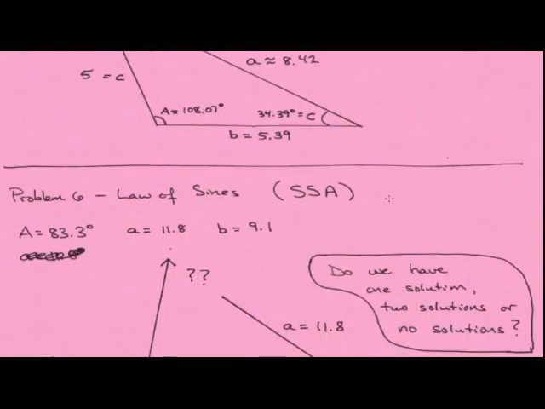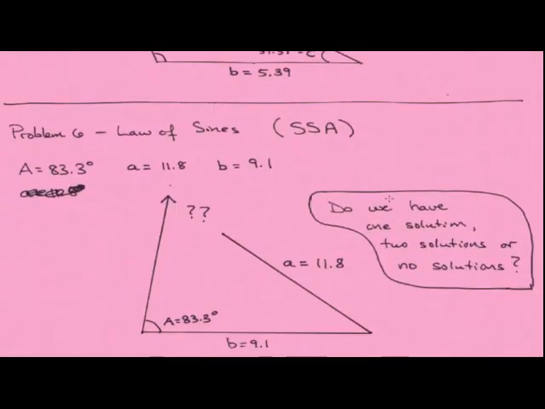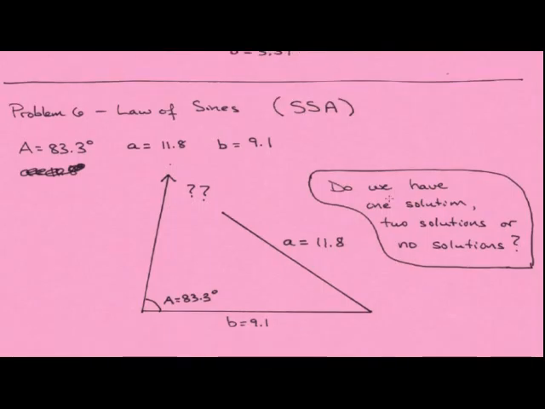So now let's look at the law of sines for the side-side angle case. Suppose that we're given angle A to be 83.3 degrees, side B is going to be 9.1, and side A is going to be 11.8. I drew it this way because we know one of these angles, we know this side, but we don't know whether or not this is going to actually be a triangle.